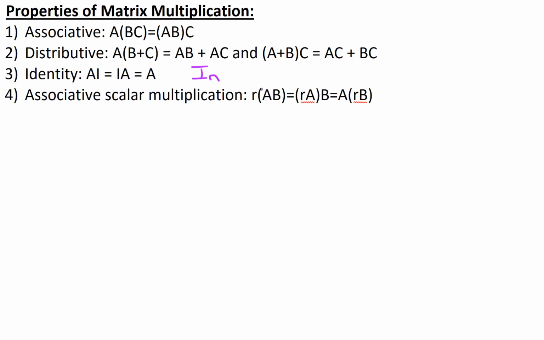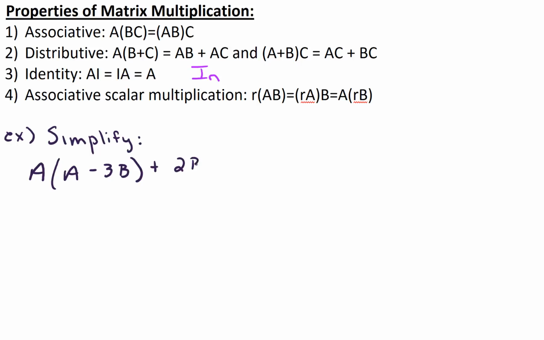So let's take a look at an example here. Let's simplify the following. We've got matrix A times A minus 3B plus 2B times 3A minus B. We've got a minus A squared plus a 6B squared minus 4AB.